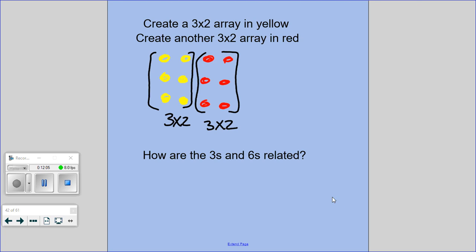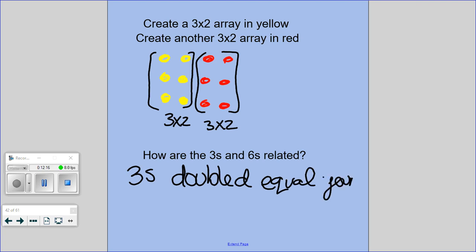So underneath that, I want you to write 3s doubled equal your 6s. They are just doubles. If you double your 3s, you're going to get your 6s. Y-O-U-R. Yes, it's just all smushed together in there. Dorian? Okay. Kylie? And I'm going to prove it to you that they are doubled.